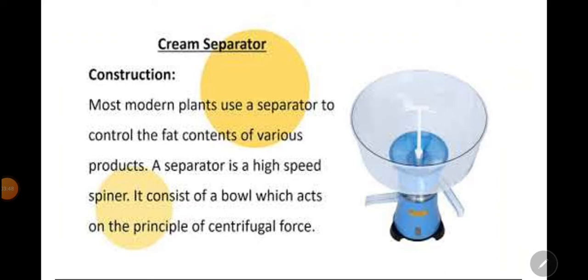Cream separator works basically on the practical application of centripetal and centrifugal force. Heavier particles will move away from the axis of rotation, and lighter particles will move towards the axis of rotation. On this principle, cream is separated from the denser contents. Most modern plants use a separator to control the fat contents of various products. A separator is a high-speed spinner. It consists of a bowl which acts on the principle of centrifugal force.